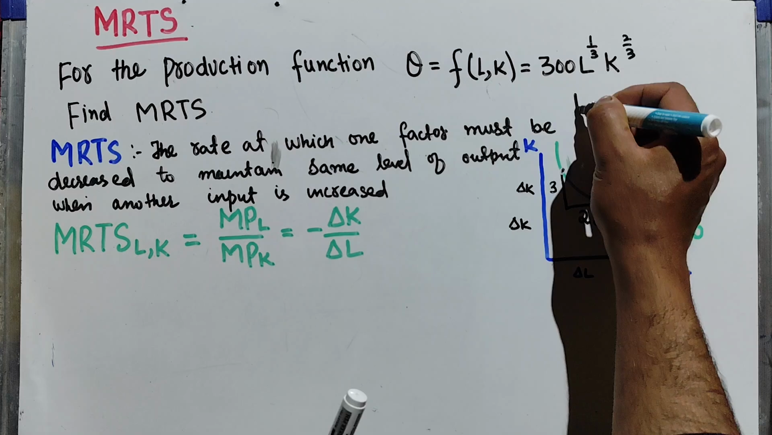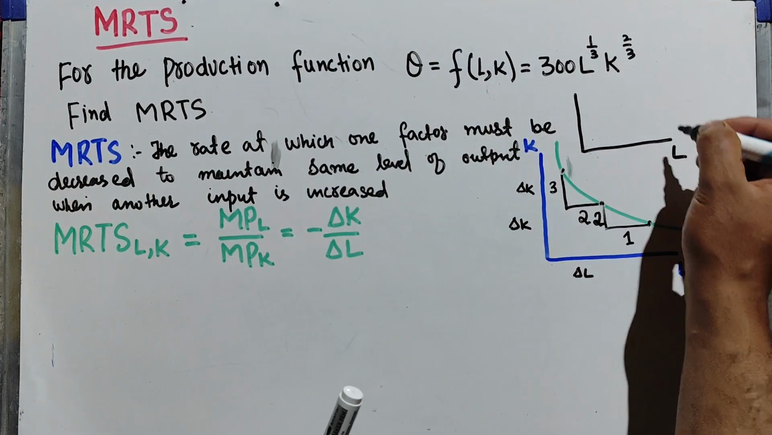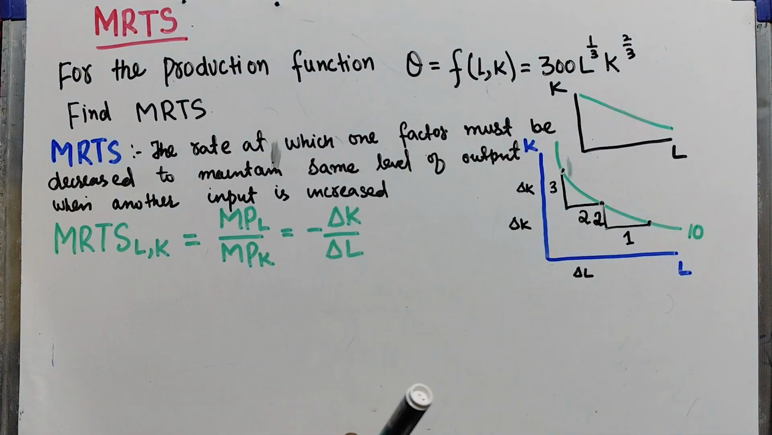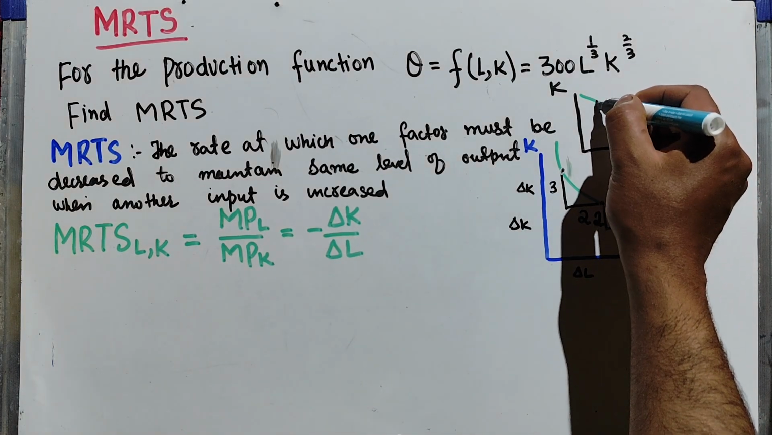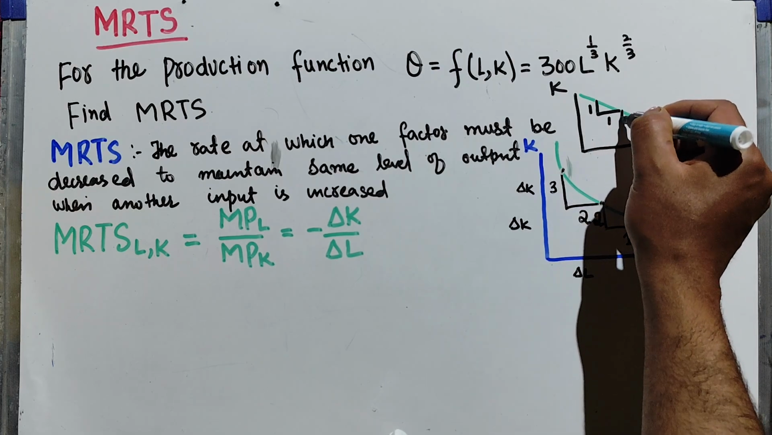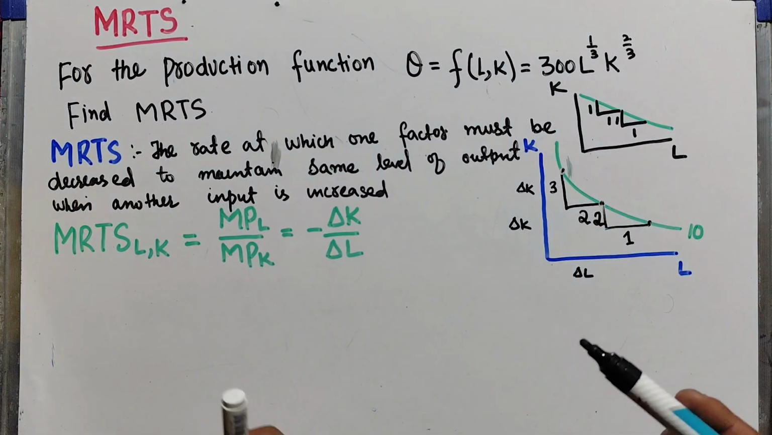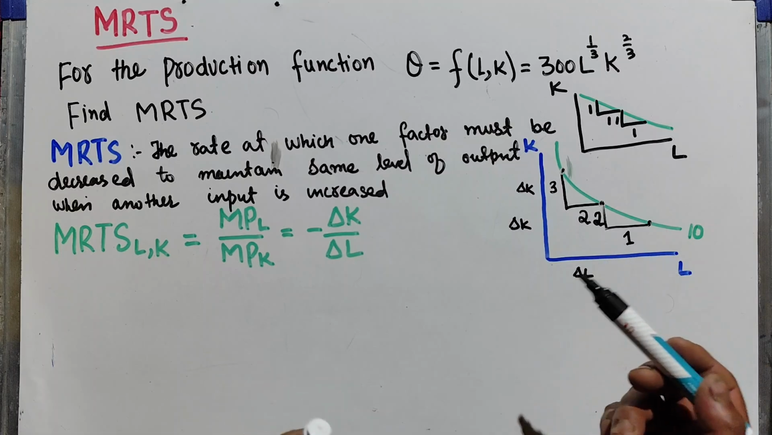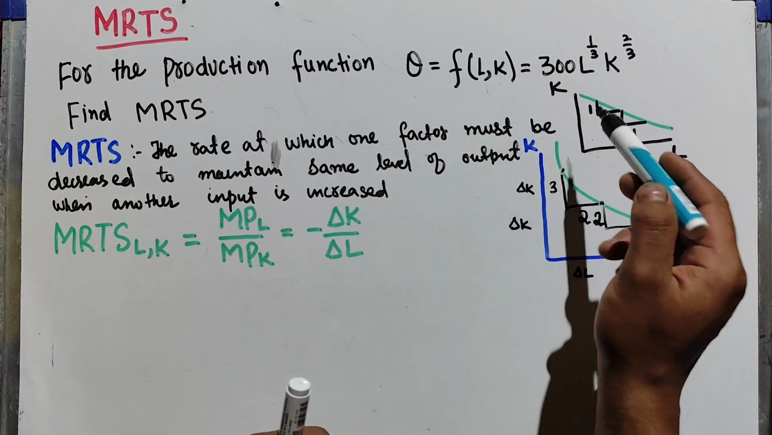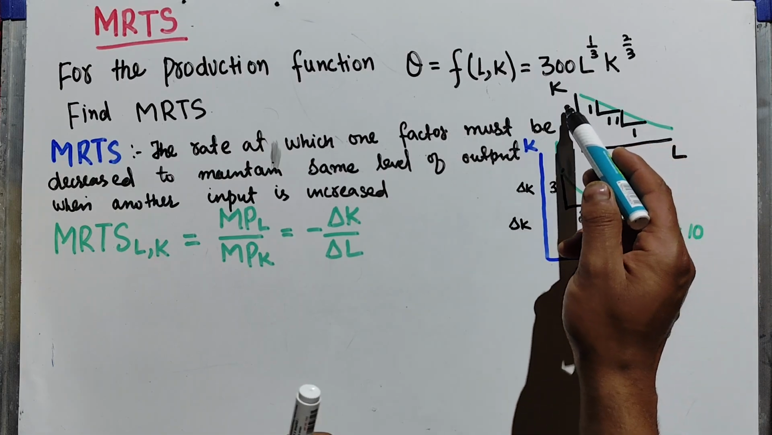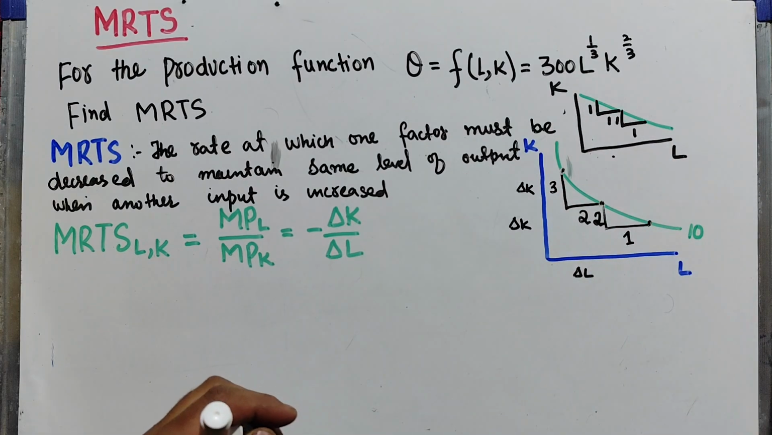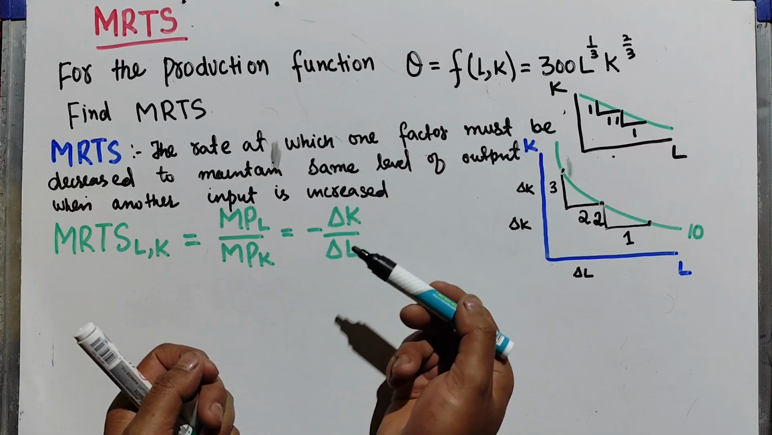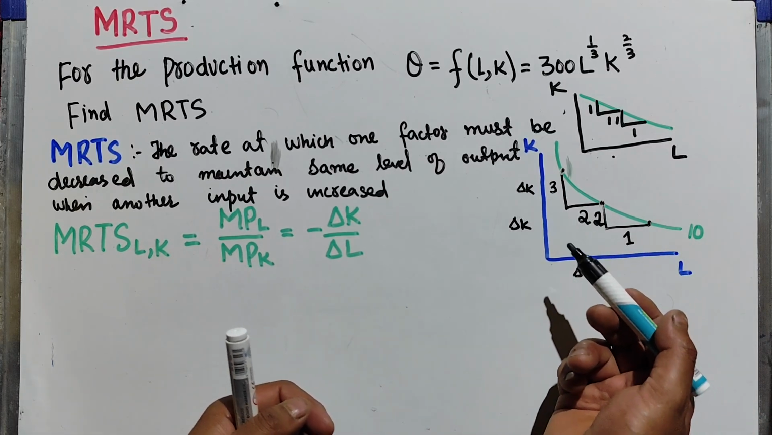If we have labor on the horizontal axis and capital on the vertical axis, and our isoquant is a straight line like this, let us say here we have 1 and 1, here also we have 1 and 1. When the inputs are perfect substitutes, the marginal rate of technical substitution is constant. That means if we increase 1 unit of labor, we need to decrease 1 unit of capital to maintain the same level of output. This marginal rate of technical substitution is the ratio of the marginal product of labor and capital, which is in fact the slope of the isoquant.